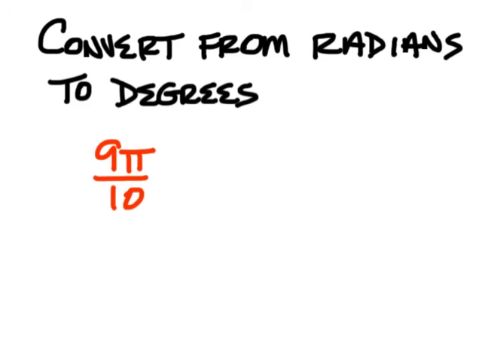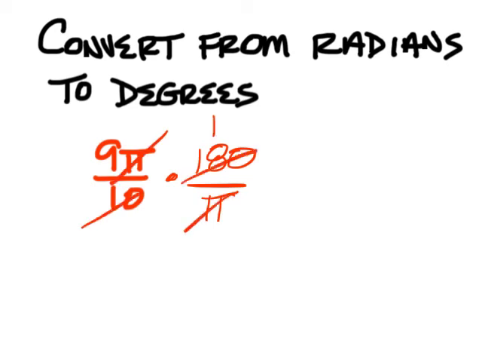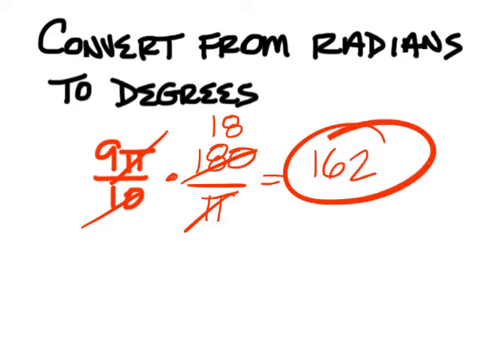Example number 8. To convert from radians to degrees, multiply by 180 over pi. The pi's cancel out, and I can cancel 10 with 180 to get an 18. And then 9 times 18 would be 162.